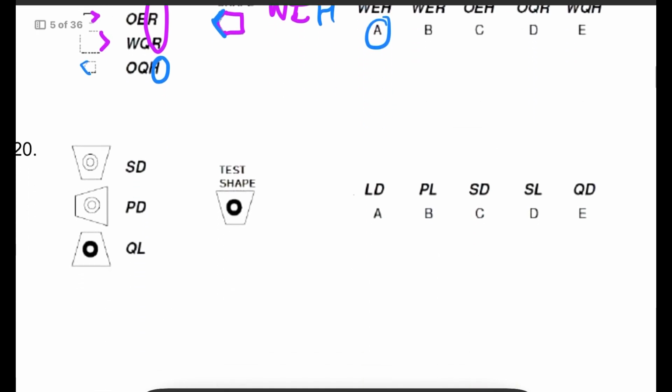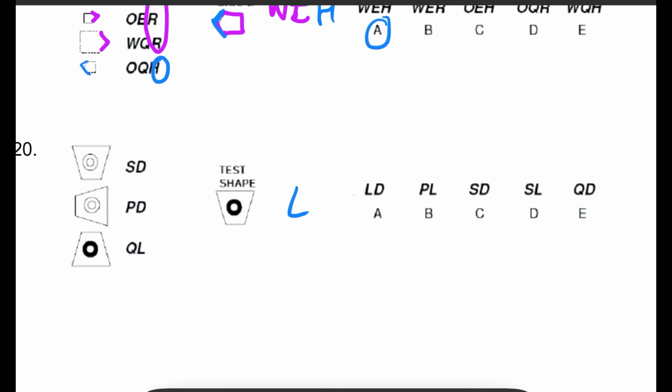Next question. So they all have a different first letter. So the second letter, these two will have a D, and as you can see, they both have a white circle shape on the inside, whereas the test shape has a black one, same as this one. So the second letter here is an L, the second letter here will also be an L.